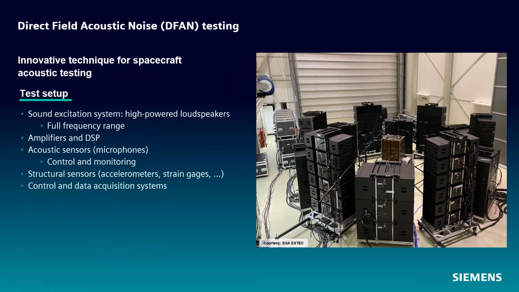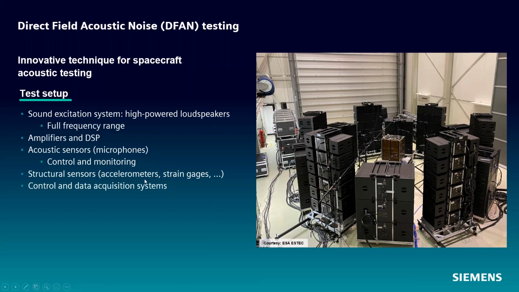So the setup for DFAN, you have high-powered loudspeakers, you have high-frequency speakers and low-frequency subwoofers, so that you cover the entire frequency range that you need for the test. The crossover frequencies typically in the range of 30 to 40 hertz. So the subwoofers handle sound less than 30 hertz, and the higher frequency speakers handle sound higher than that, with certain roll-off between the high and low frequency speakers. You have amplifiers and digital signal processors that are connected to all these speakers, same as an amplifier and a shaker. Then you have microphones that are used both for control and for monitoring.